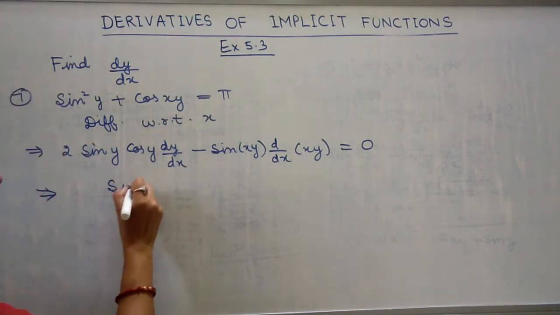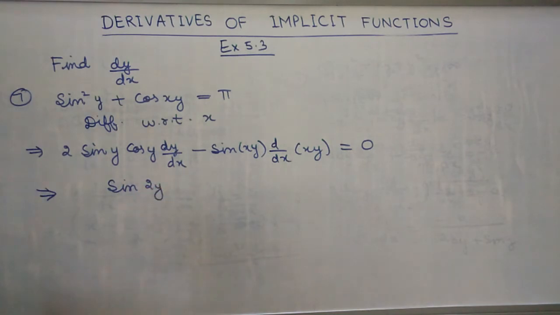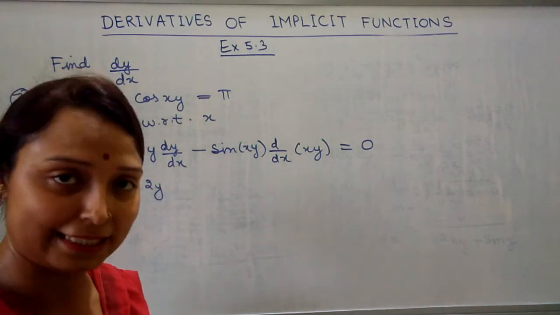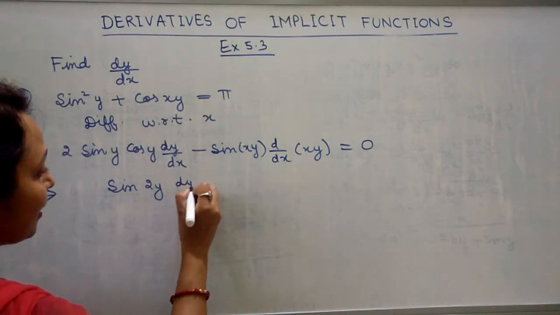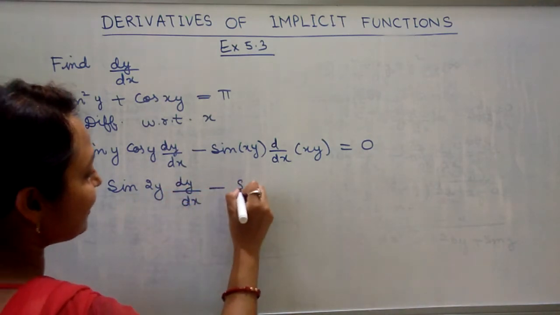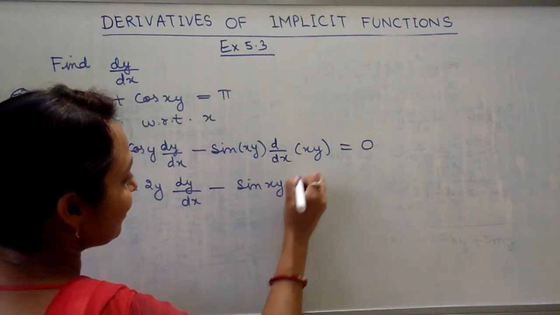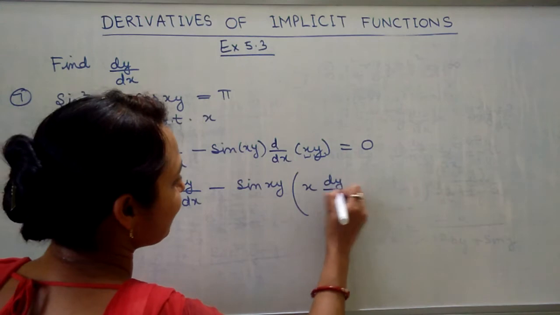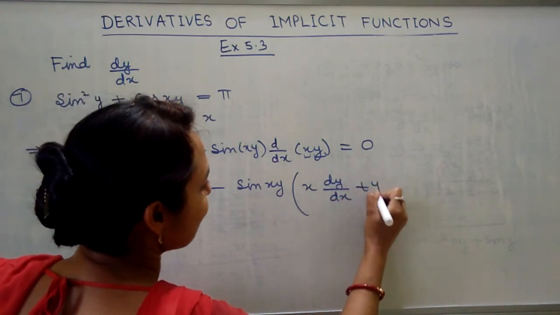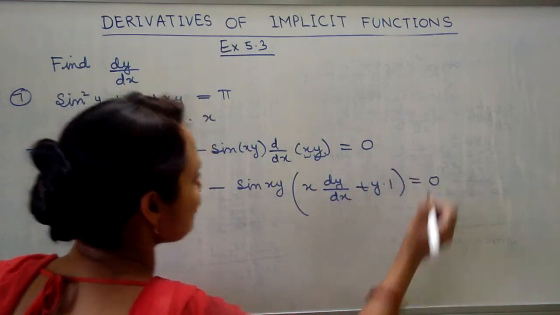This is sine 2y's formula. According to trigonometry, we have 2 sine a cos a, that is sine 2 times of a. So this is 2 times of a dy upon dx minus sine xy. Now there are two functions again, x dy upon dx plus y into 1, that is equals to 0.